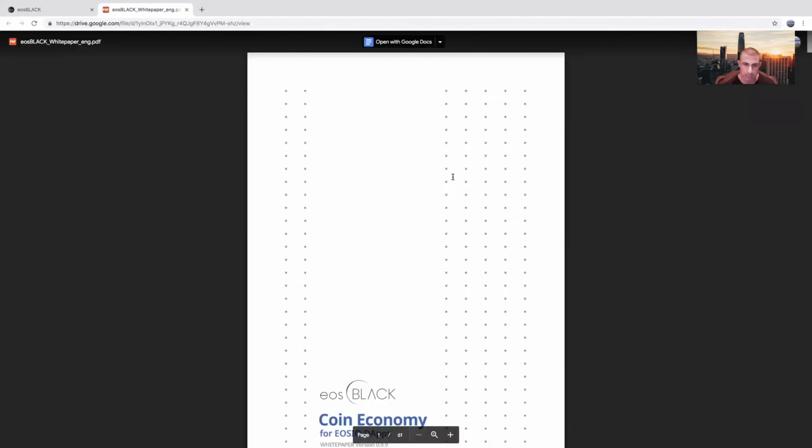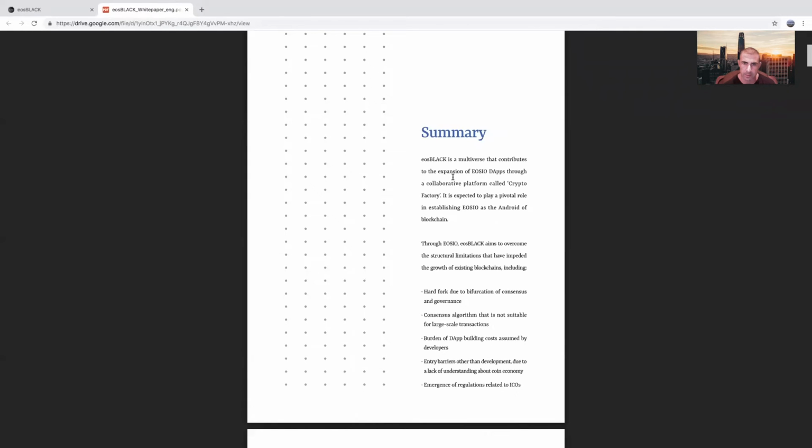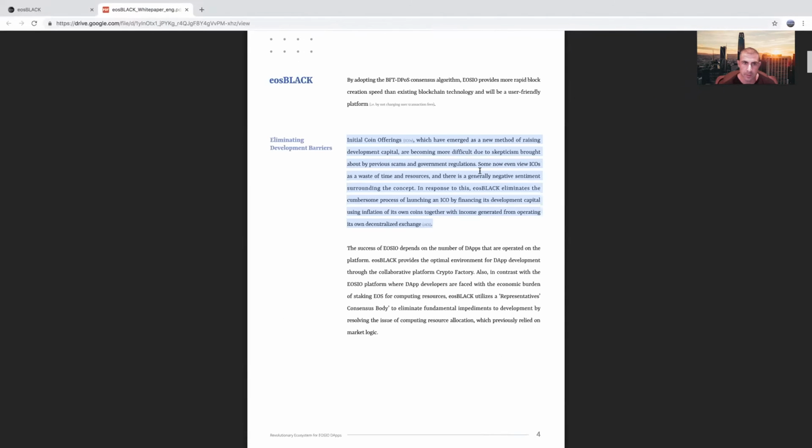This is a brief overview of the EOS Black white paper, just some of the most important points to understand what exactly they're doing. In the summary, they say EOS Black is a multiverse that contributes to the expansion of EOSIO DApps through a collaborative platform named Crypto Factory. It is expected to play a pivotal role in establishing EOSIO as the Android of blockchain. So here we are at eliminating developmental barriers, which really sums up what exactly EOS Black is essentially.